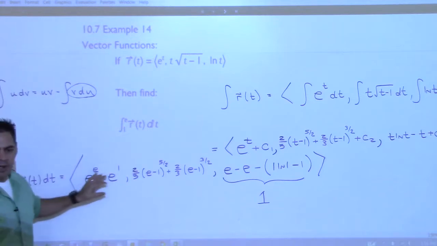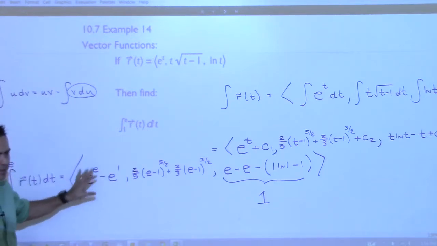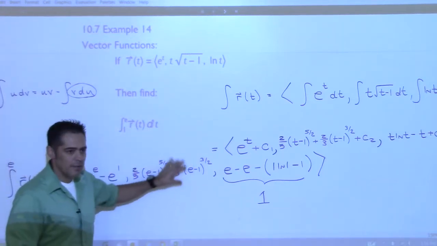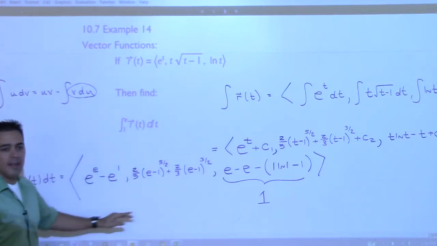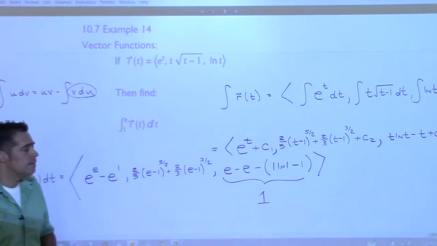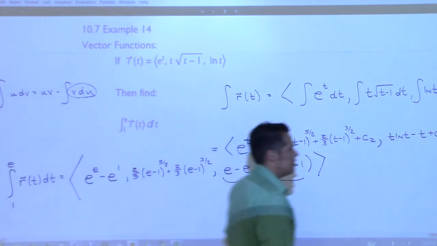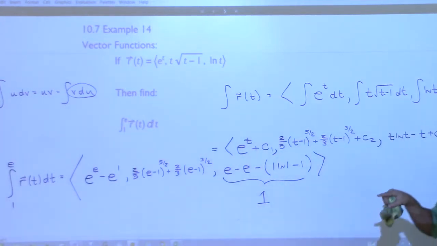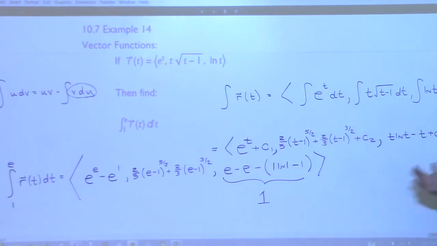This is just some decimal, right? You could get on your calculator and figure out what that is. But you're going to have a number, right? Well, I should say each component is a number. Your answer is a vector, but each component is a number.